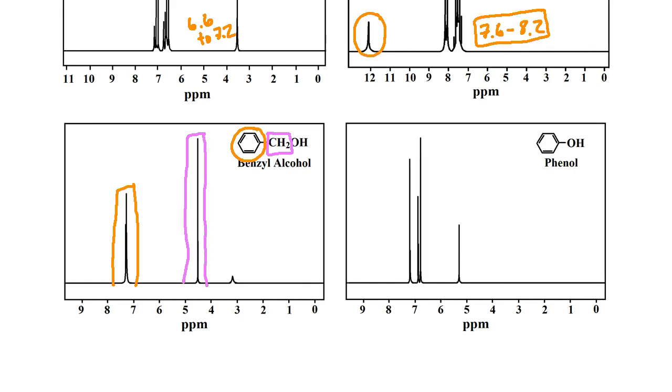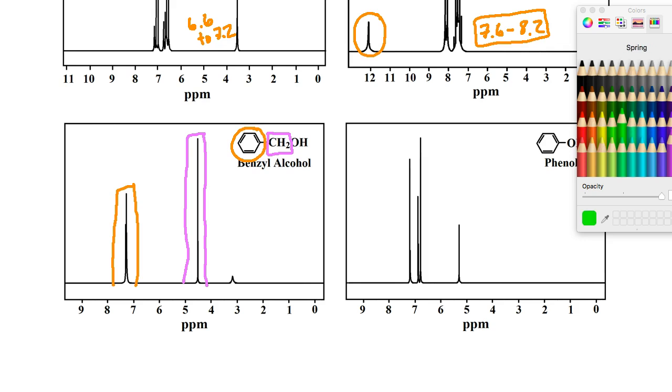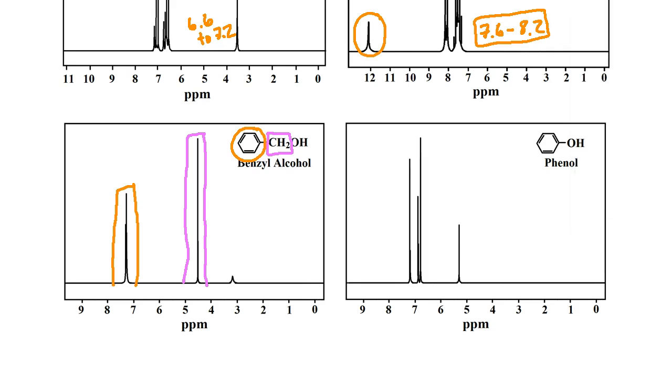Okay, and then this small peak, and many times alcohols will have smaller peaks compared to their alkyl counterparts. This small peak right here would be the alcohol. So we'll do that in a different color here. This one right here would be the alcohol right here. Okay. Now what about phenol?